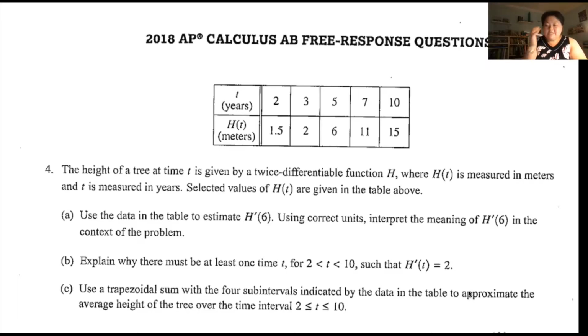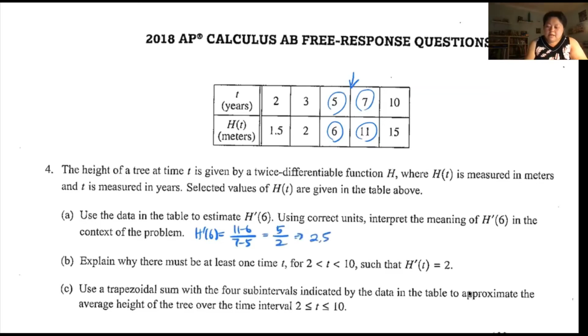So we want to find the derivative at 6, and you can see that 6 is right here between 5 and 7. So in order to estimate the derivative, it is really another way to say slope. So I'm going to use y2 minus y1 over x2 minus x1. So h prime of 6 is equal to 11 minus 6 over 7 minus 5. So that's 5 over 2, 2.5.